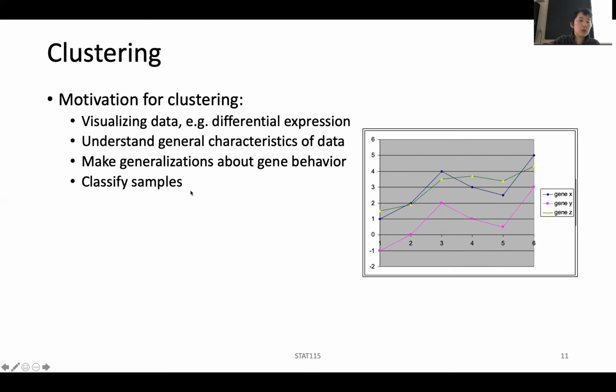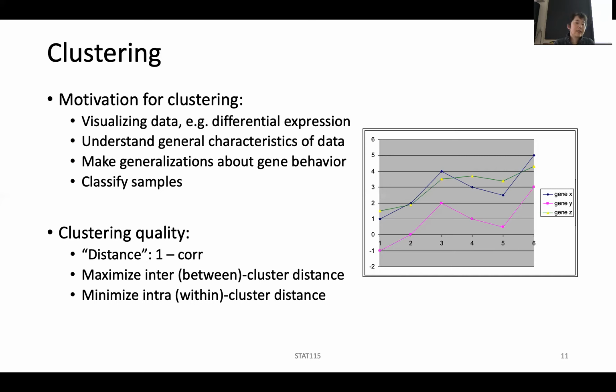We can also use this approach to classify samples. We'll have a lecture directly about sample classification, but you can imagine if you can cluster the samples, you might find out, okay, there's disease versus normal, and you profile many patients, you can see, oh, all the normal samples are clustered together and all the disease samples are clustered together. That's also very useful to learn.